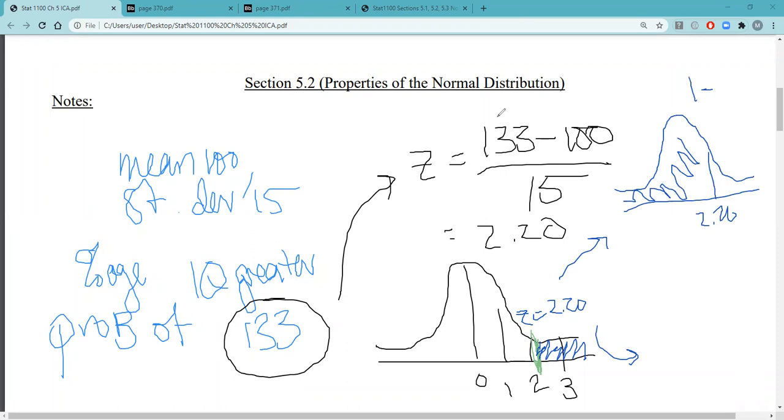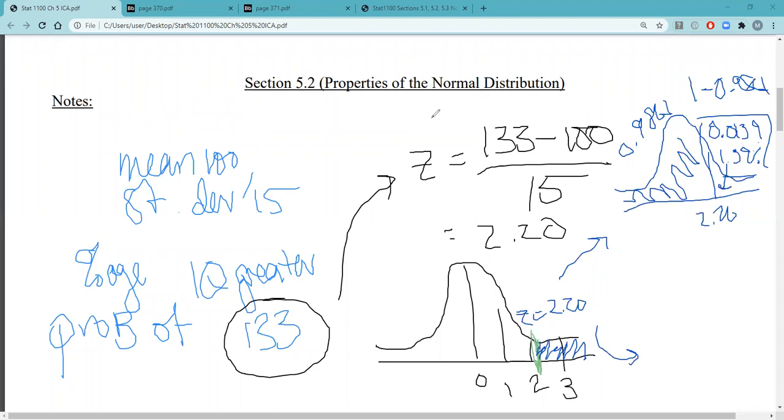So if we go to the table, we would see that the area to the left is 0.9861. So I'm going to subtract that from 1. And that's going to give me the remaining probability to the right of 0.0139, or 1.39%. I also can complete that another way.